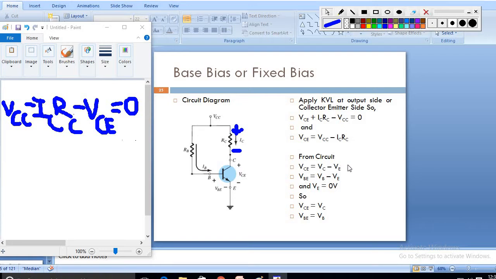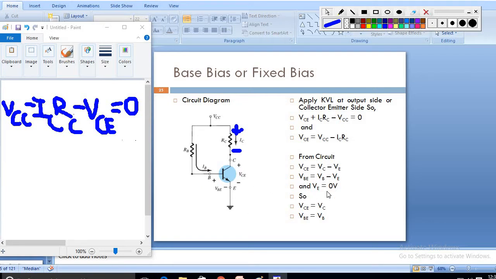Okay, from the circuit, you have to remember these expressions. So where is VCE here? Here it is VCE. So VCE is equal to VC minus VE, collector voltage minus emitter voltage. You should remember this. Like that, VBE is equal to what? Base to emitter voltage is equal to base voltage minus emitter voltage.